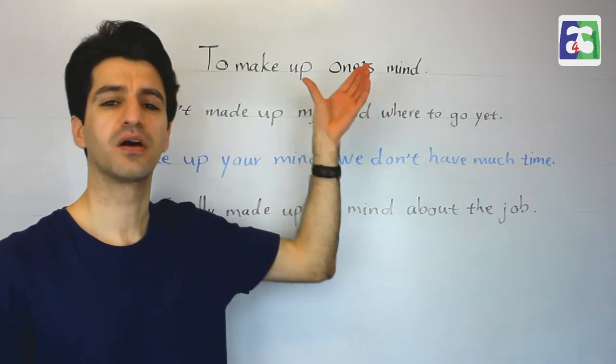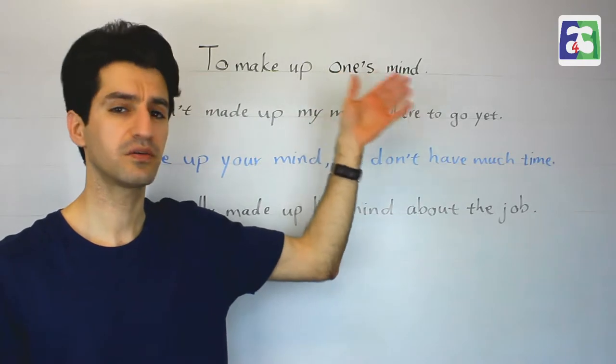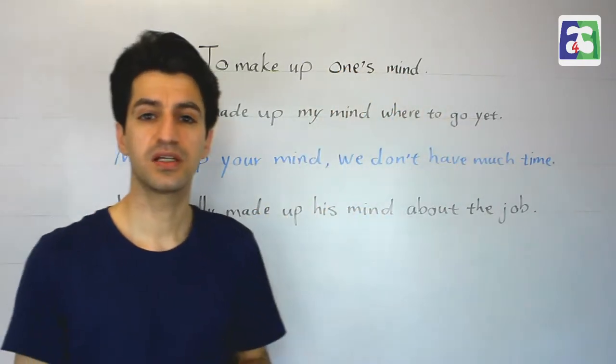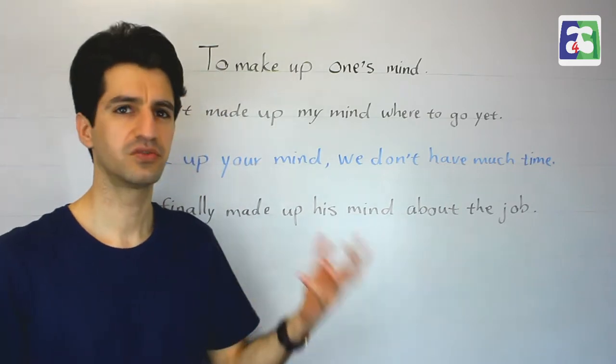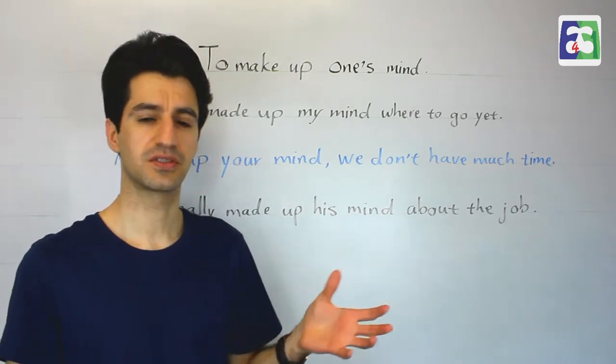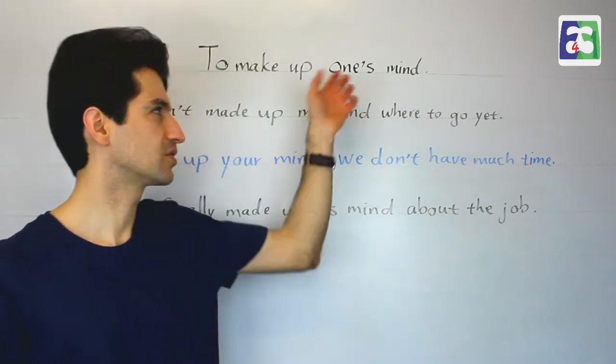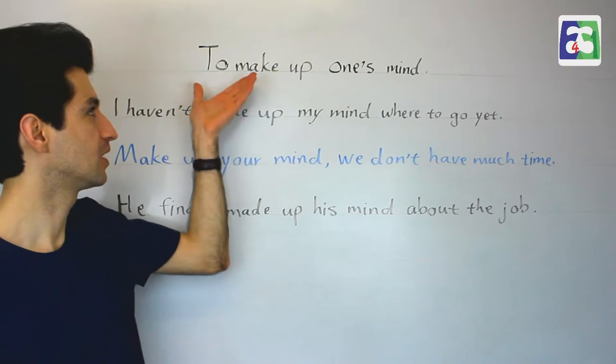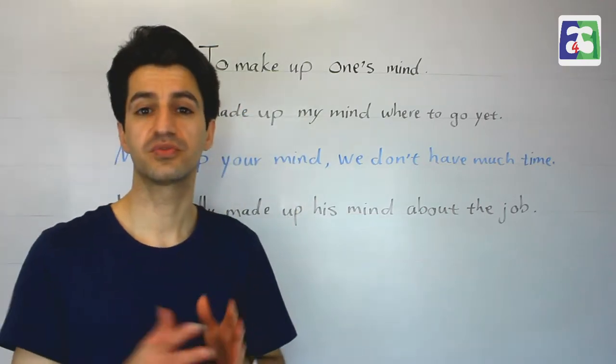Or if I'm talking about you, I would say your mind, her mind, his mind, and others when needed. Or simply I would say John's mind, Teresa's mind, Peter's mind, okay? So the person's mind.